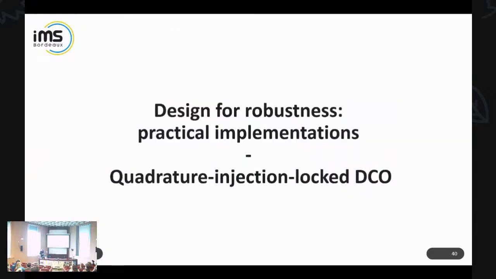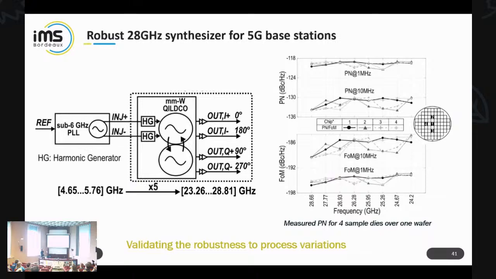Another example is an injection locked quadrature DCO that was used for 5G base station. Here the gamble is that you have two oscillators which are coupled together to have 90 degrees between them, and you add an injection of the sub-6 gigahertz PLL to go up to 28 gigahertz.